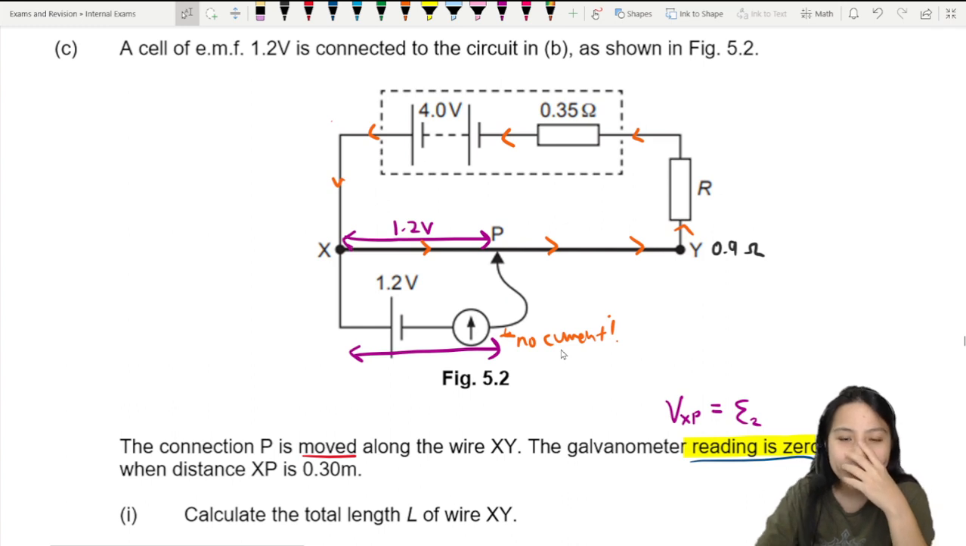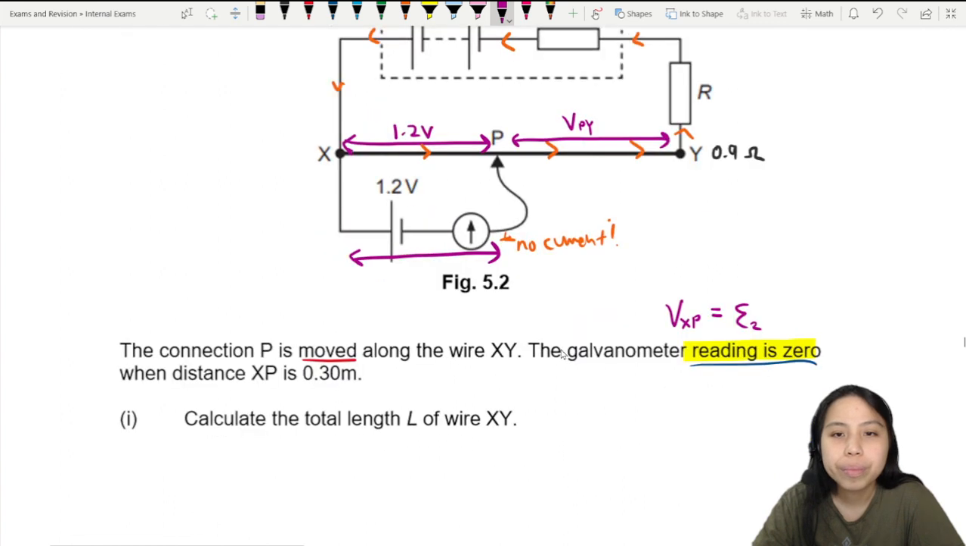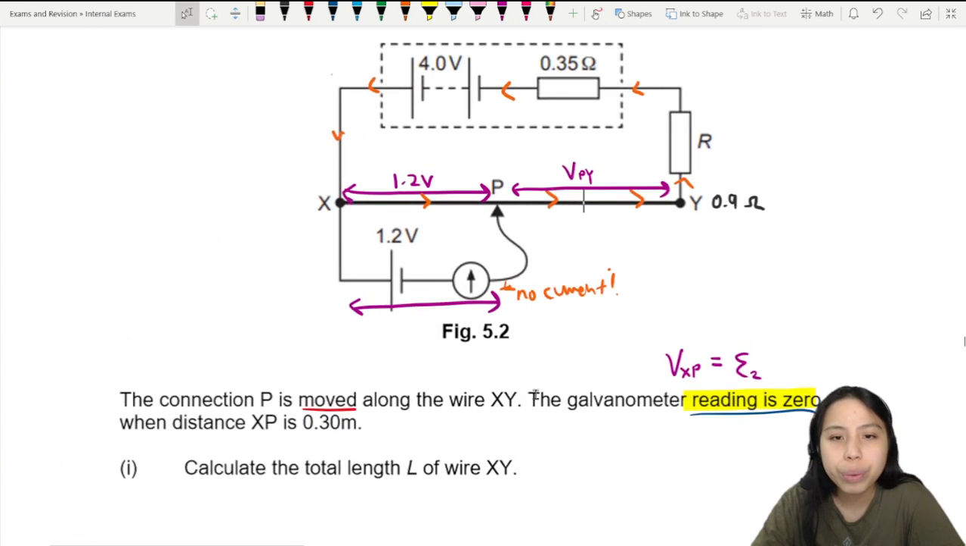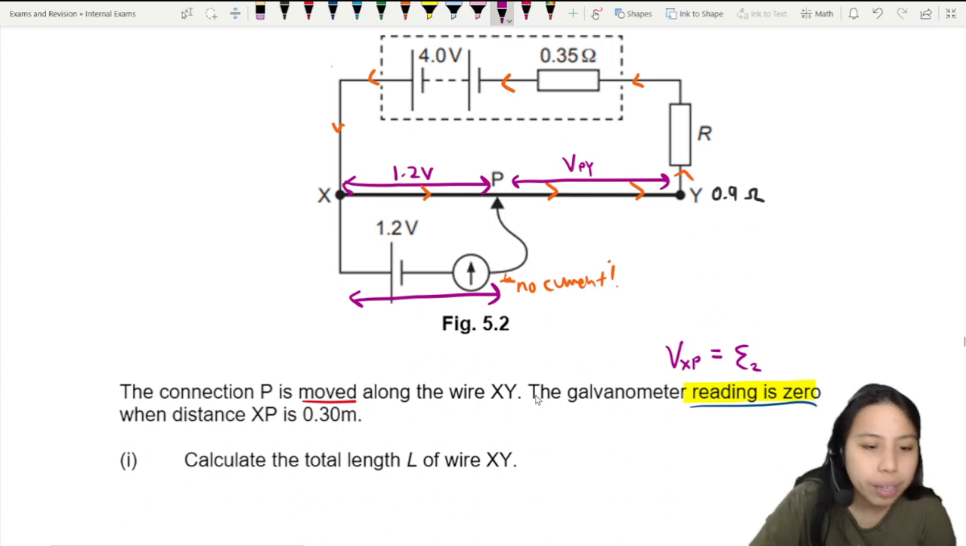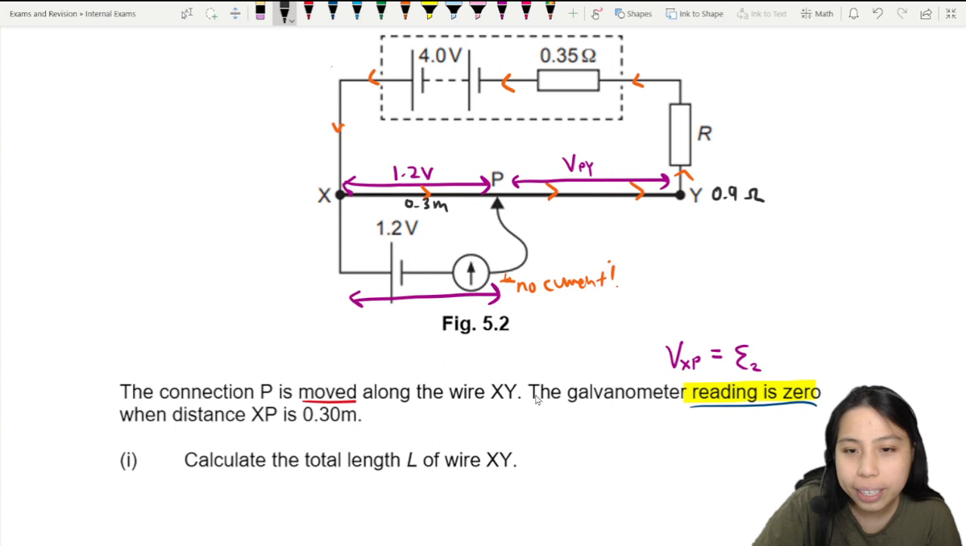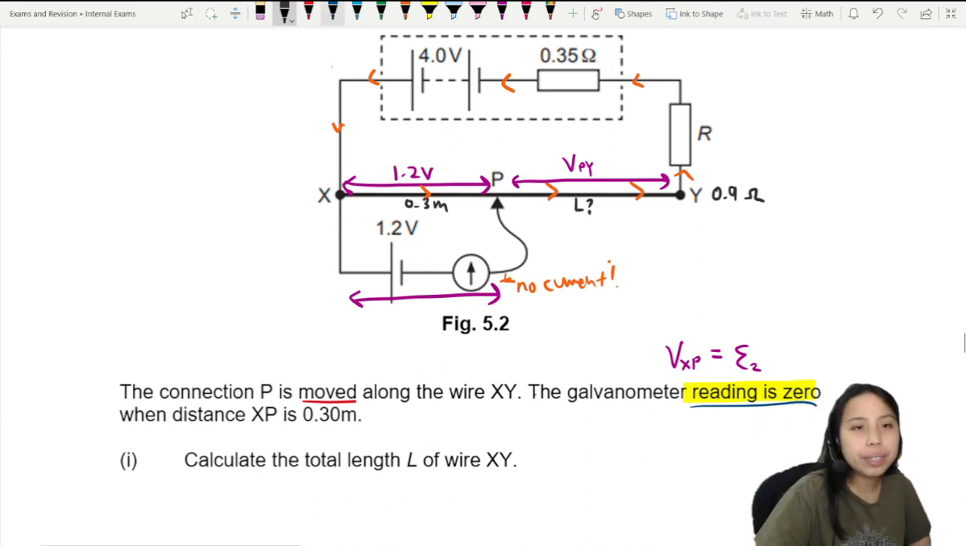Okay, so then we've got to do some ratio here now. So we've got a ratio of length to potential. I don't know what to call this. Let's just call this VPY. Okay, ratio is our best friend. We want to find the length. So we already know this one, XP, is 0.3. We've got to find what this length, L, is. A few ratios we need to set up first.